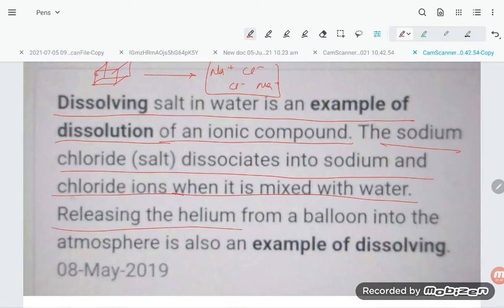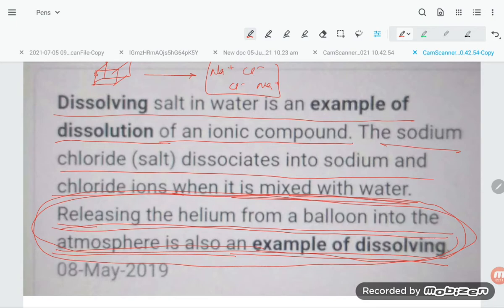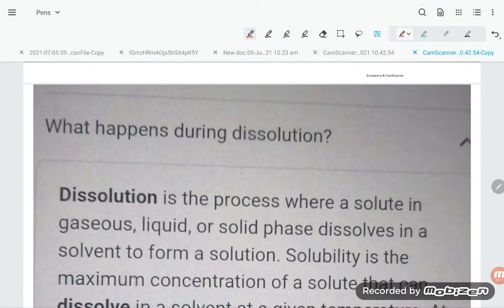Releasing helium from a balloon into the atmosphere is also an example of dissolution. So sodium chloride salt dissociates into sodium and chloride ions when mixed with water, so keep that in mind. Second point, releasing helium from a balloon into the atmosphere is an example of dissolution. You can release the helium gas into the environment, and that will become dissolution.